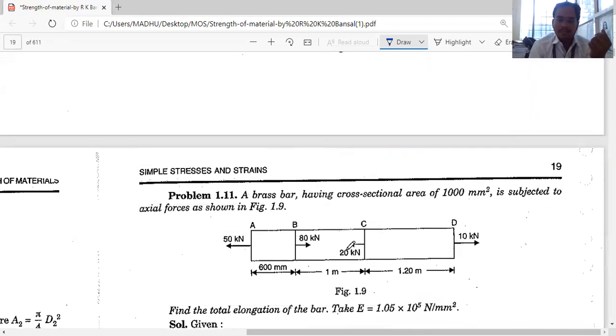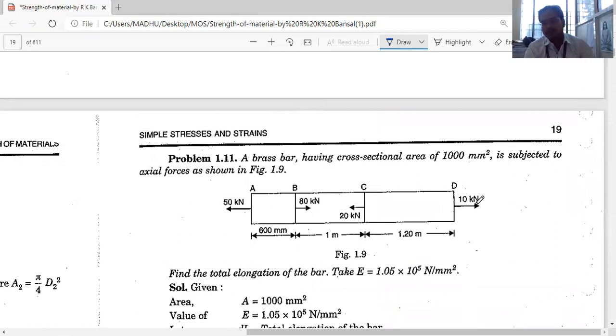So here we have an example. This direction is towards, it is not correct, it is towards. 10 kilonewton is compressive here. A brass bar having a cross-sectional area of 1000 mm square is subjected to axial forces as shown in figure 1.9.